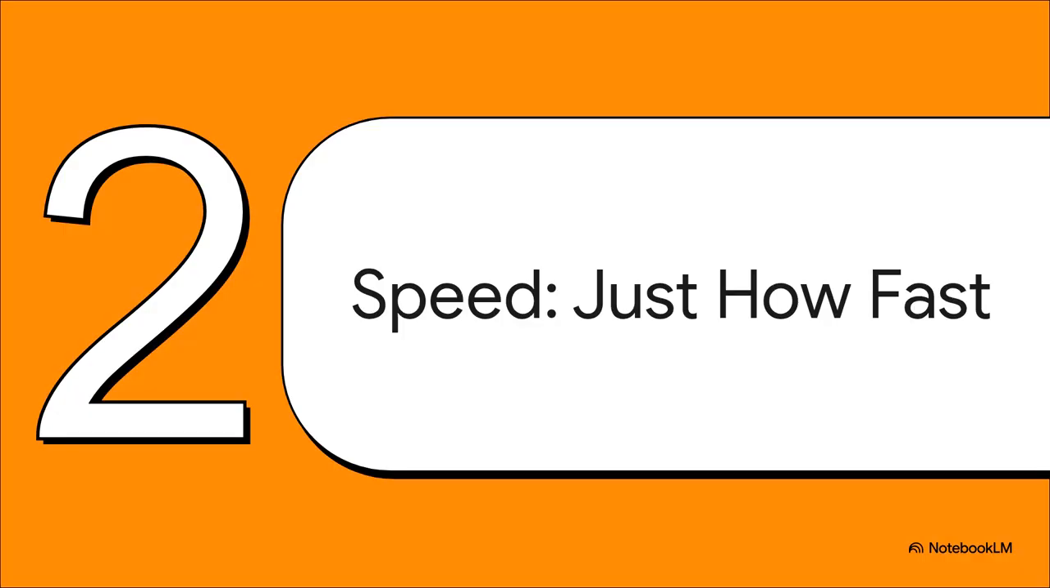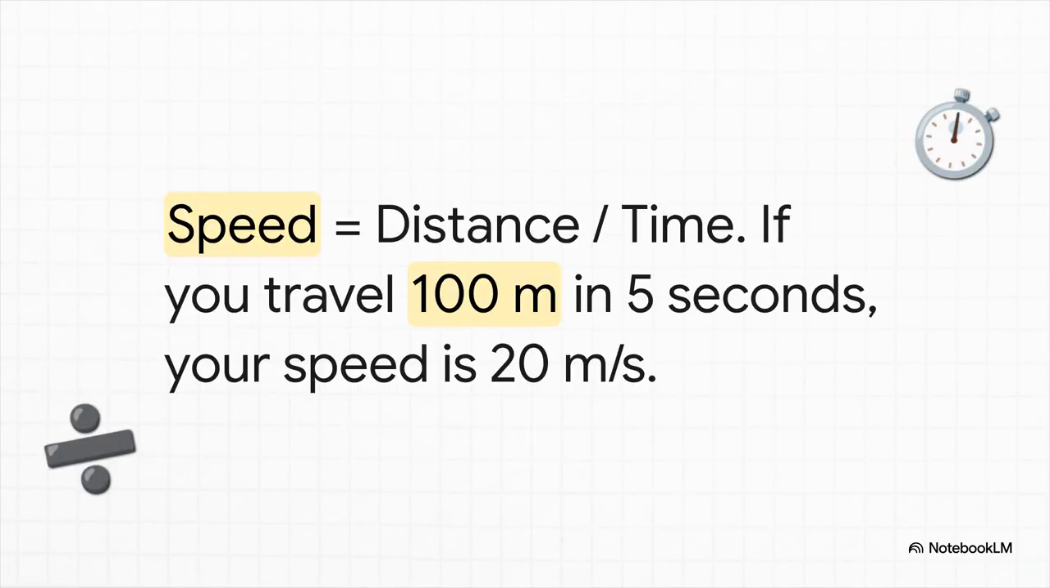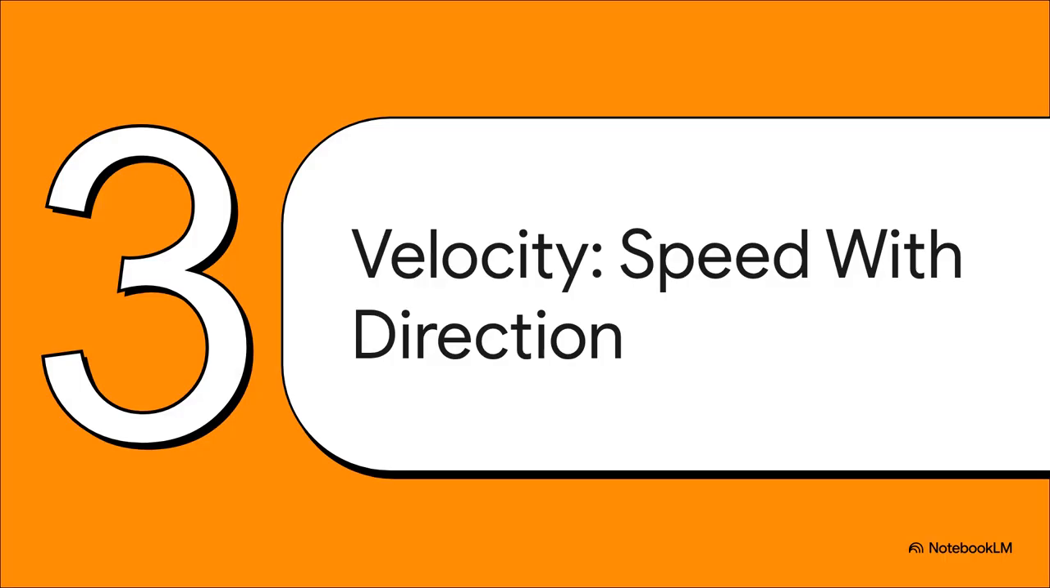So keeping that in mind, let's circle back to our first term. This is the one we're all comfortable with. This is our scalar, speed. Speed, simply put, is how fast something is covering distance. That's it. It only tells you how fast. It tells you nothing about where you're going. And because there's no direction involved, it is a pure scalar quantity. And the formula? It's as easy as it gets. You just take the distance you traveled and divide it by the time it took you. So if you run 100 meters in 5 seconds, your speed is 20 meters per second. Simple as that. Okay, you with me?